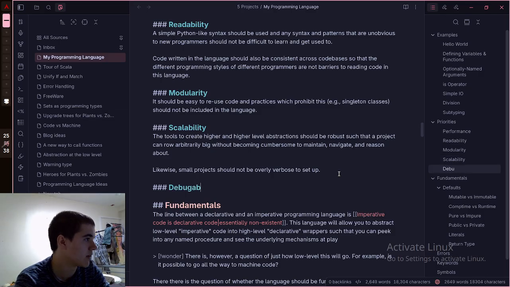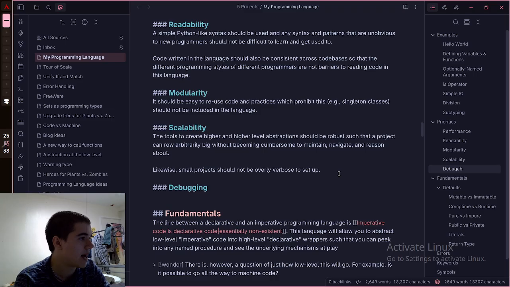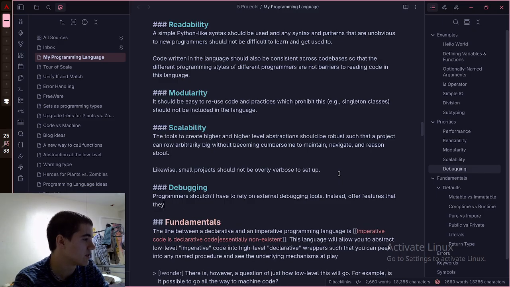Debuggable or debugging. Programmers shouldn't have to rely on external debugging tools. Instead, offer features that they can use directly within their code, such as testing and logging.